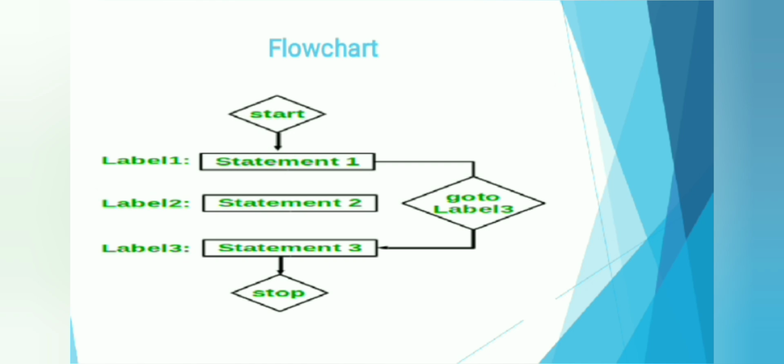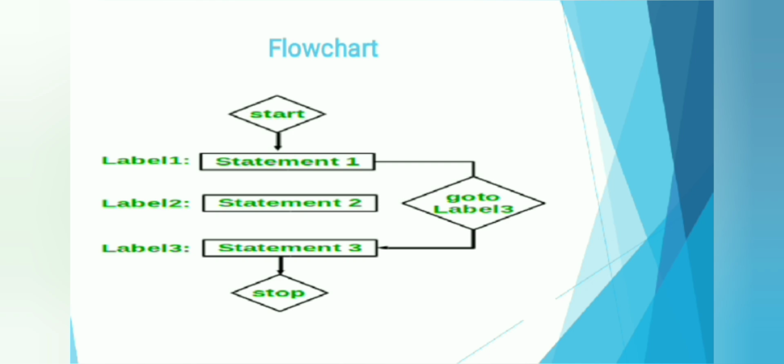Here start is there, and a few statements are there. Before a statement we mention the label, then you give a colon. Label 2, you can give any label name, then a colon. Another label name, then a colon. So these are all labels. In each statement I have given a goto label. So when we move to statement 1, goto label 3 will work, and automatically control moves to label 3. So this is the concept.